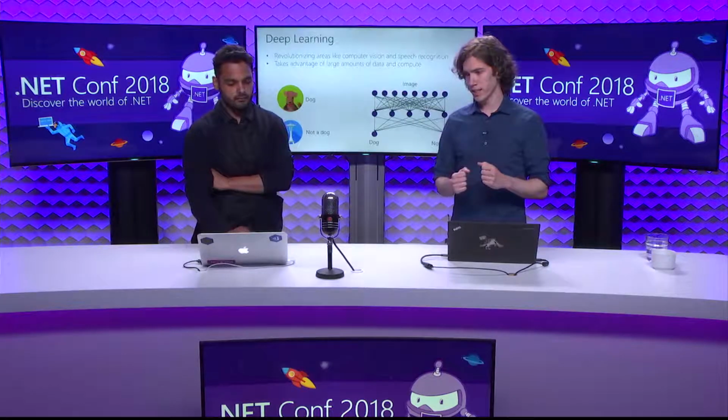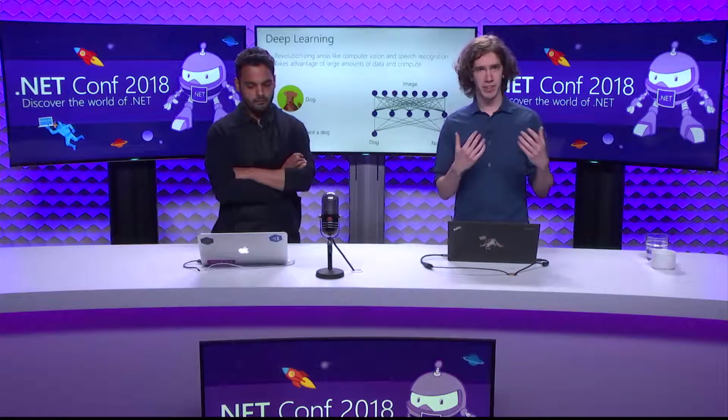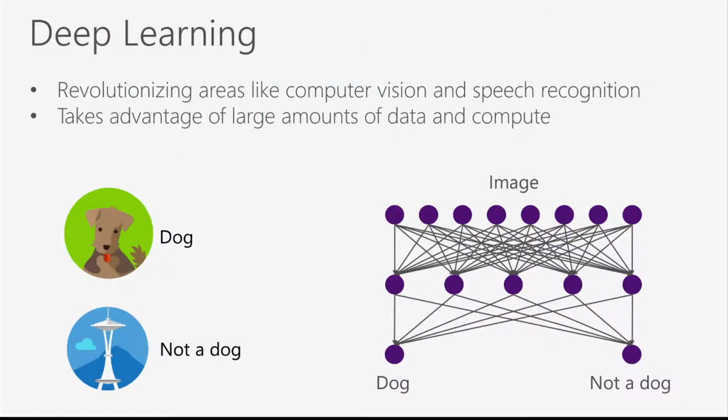If you go to the next slide, one thing to mention really quickly about deep learning, and we don't have enough time to really explain it in detail, is that it's an area of machine learning that's really revolutionizing areas like computer vision and speech recognition. The methods in deep learning, like neural networks, have been around for many years, but it's only in the last decade or so that it's been able to take advantage of the huge amounts of data and compute that are now available. So we can train image classifiers that detect whether there's a dog or a face or other objects within an image with really high accuracy.